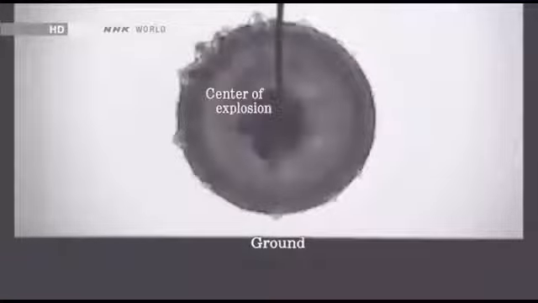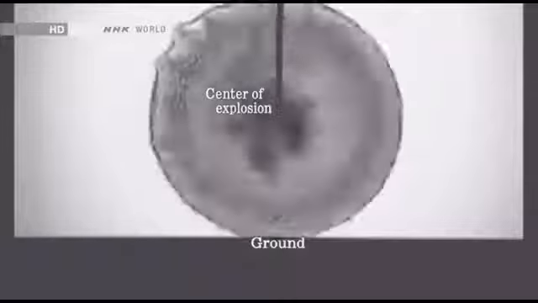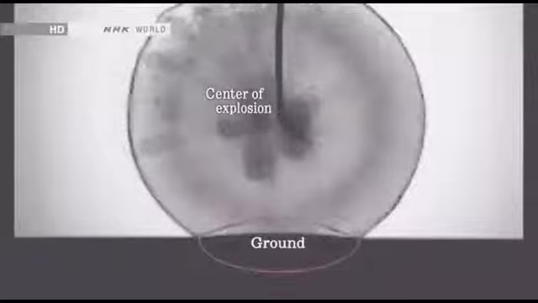Here's how the blast expands from the center of the explosion. When the blast wave strikes the Earth, it is reflected upward to form a second, dome-shaped shock wave. Let's focus on the area where the two waves meet. One shock wave comes from above, as it expands from the core of the explosion. The other is reflected off the ground.